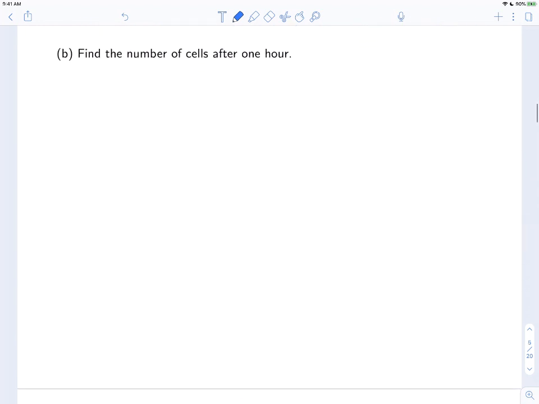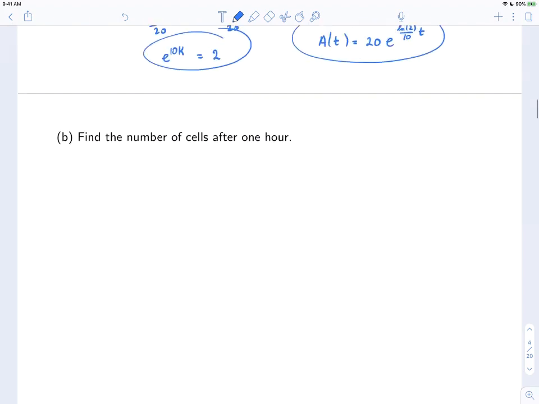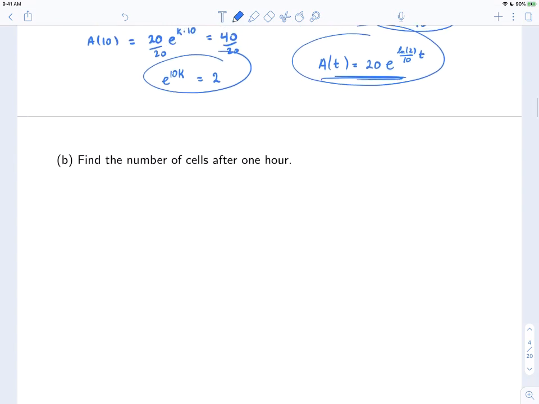Now it asks us to find the number of cells after 1 hour. In order to do this, it will help if we actually have our formula here on the screen. So it's right there. Let me just rewrite it. A at t is equal to 20 times e to the ln of 2 over 10 times t. There's actually another way to write this which might be useful, because we can write this as 20 times e to the ln of 2 times t over 10.